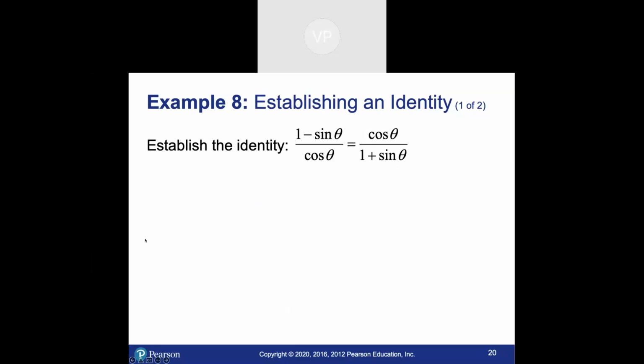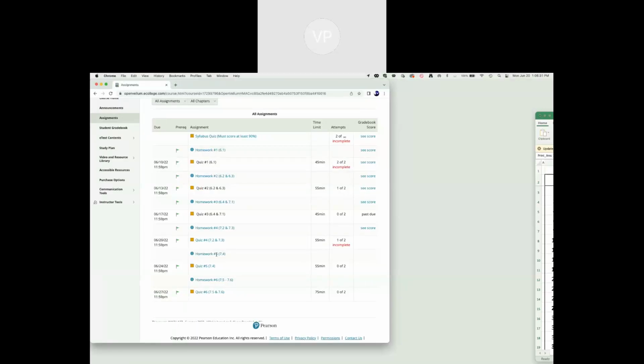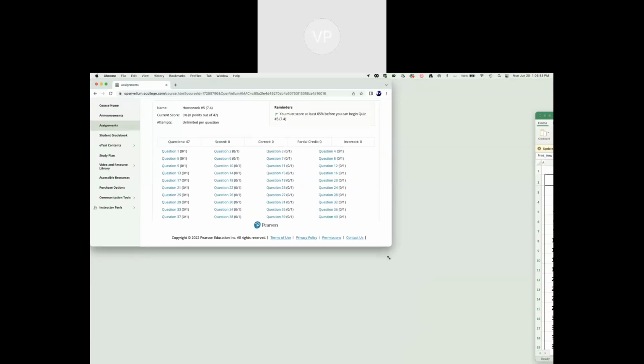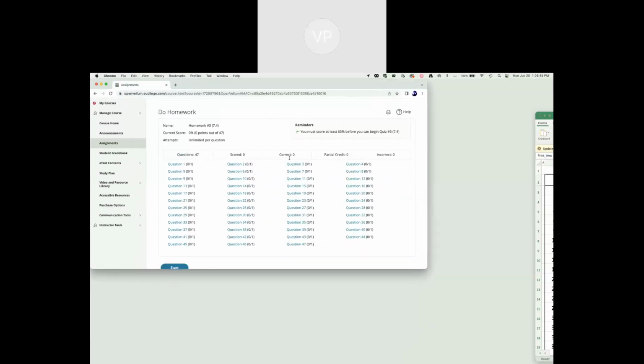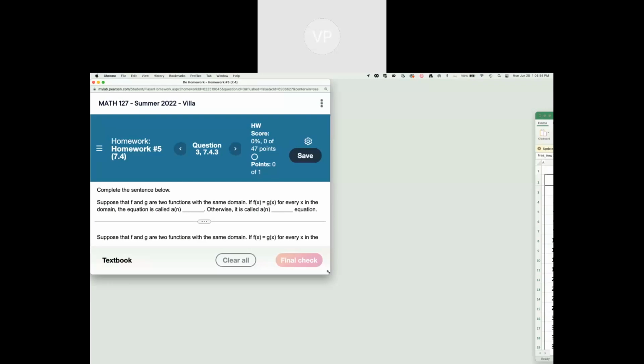Okay, so let's get out of this and let's do some here. Okay, so back in our MyMathLab, we are on homework 5, section 7.4. So what do you see? 47 problems, kind of the norm of what you've been getting on your homework here. Like I said, I like to just do every fourth one just to give you a sample of what you're going to be seeing on your homework here.